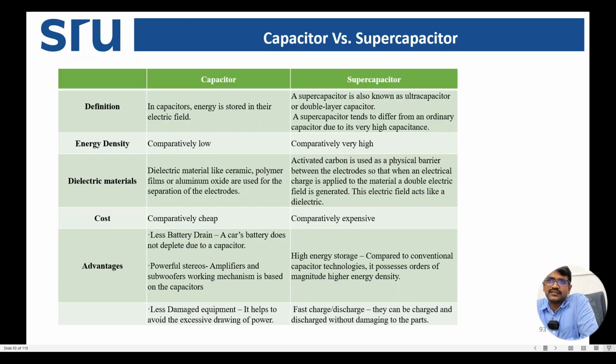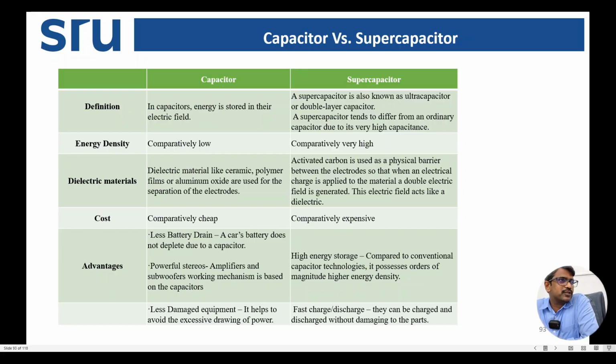But in a supercapacitor, activated carbon is used as a physical barrier between the electrodes, so that when an electrical charge is applied to the material, the double electric field is generated. This electric field acts like a dielectric. So the cost of making a capacitor is cheaper, and a supercapacitor is obviously more expensive. A battery is even more expensive.